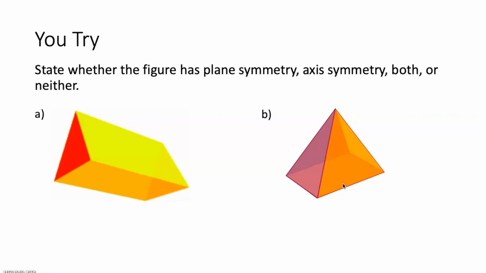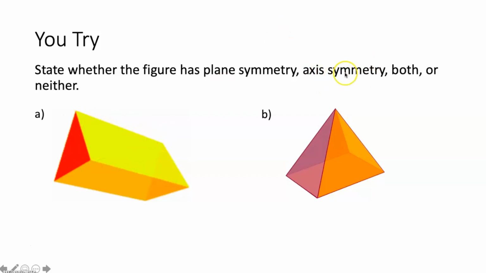You try! Okay, so first, let's determine, does this have plane symmetry? Is there somewhere where you could chop this figure in half and get the same figure on both sides? Yes, you could chop it down the middle here, here, or here, and you would get the exact same figure on both sides. So it does have plane symmetry.